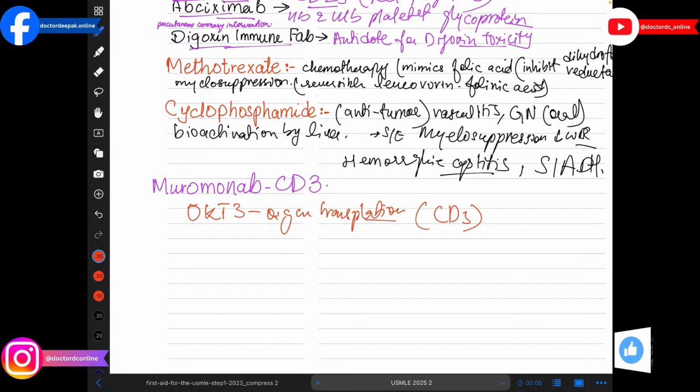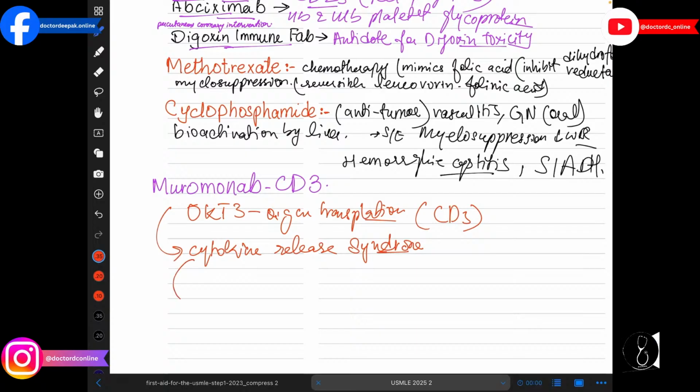And the key side effect of this monoclonal CD3 is cytokine release syndrome. It occurs after the first and second dose and they are having the fevers, rigors, nausea, vomiting, diarrhea, hypotension and sometimes chest pain, dyspnea or wheezing, having pain in the joints, and it is caused by the initial activation of T cells. They release the cytokines and it is minimized by pre-medication with steroids and antihistamine.